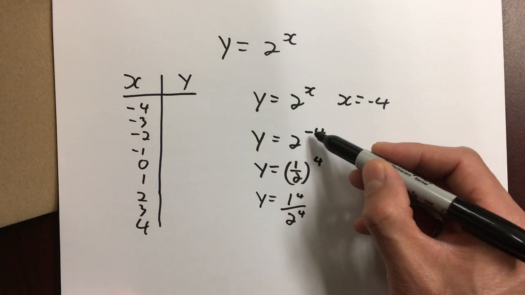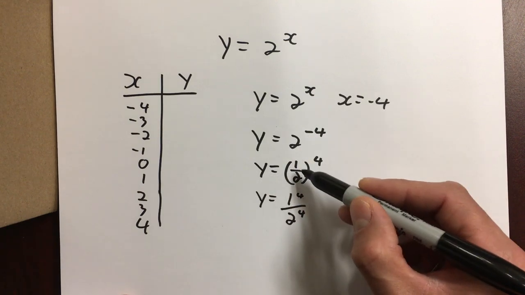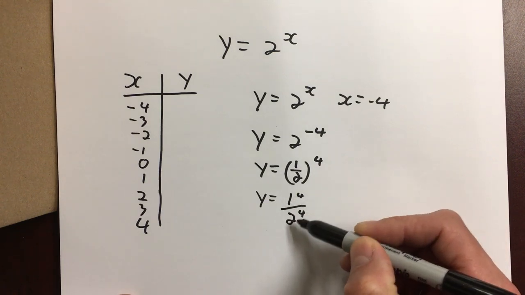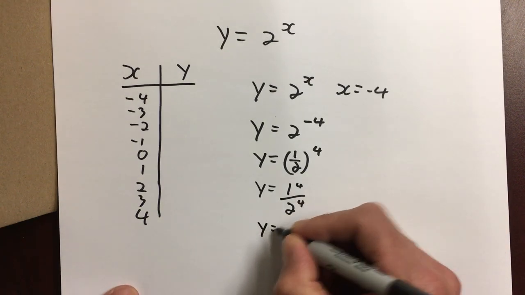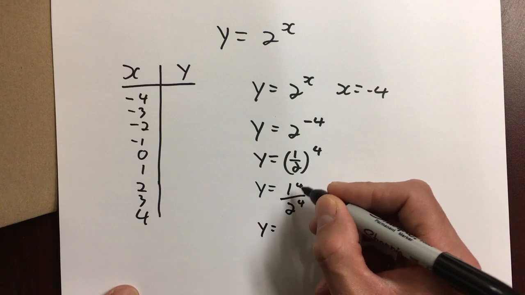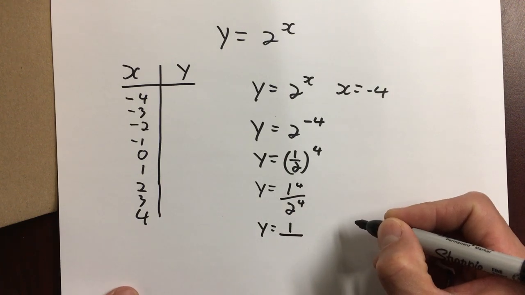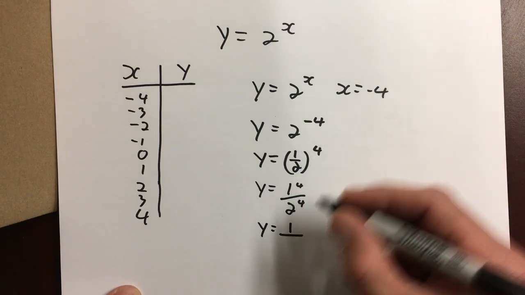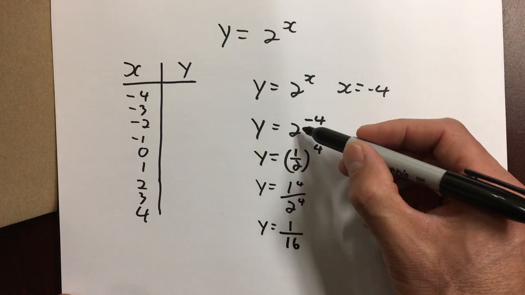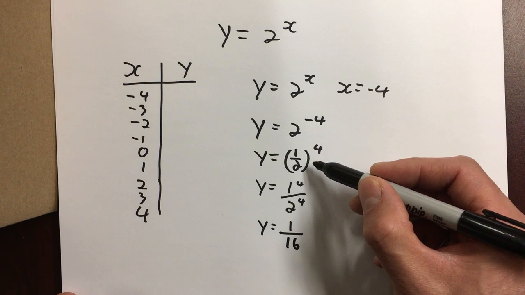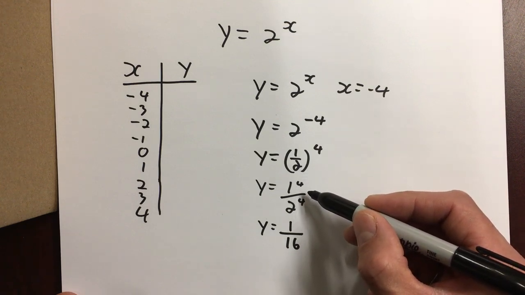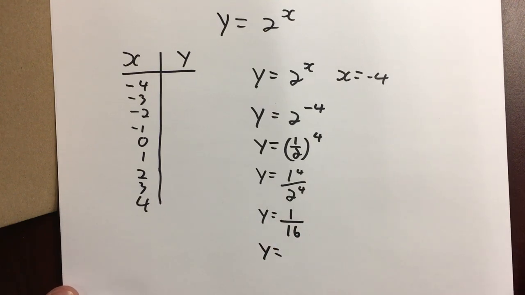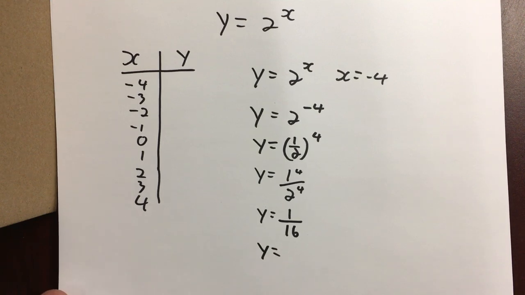So y equals 2 to the negative 4 is the same as y equals 1 half to the positive 4, which is 1 to the 4 divided by 2 to the 4. 1 times 1 times 1 times 1, that's 1 to the 4, is simply 1. And the bottom, 2 to the 4, is 2 times 2, which is 4, times 2, which is 8, times 2, which is 16. So 2 to the negative 4 is 1 over 16. To write that out as a decimal, we can just do the division, and it is 0.0625.